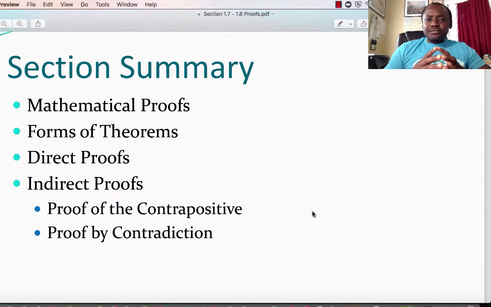Learning objectives for section 1.7: number 1, mathematical proofs, forms of theorems, direct proofs. We will pause there for the first part of section 1.7, and then return for the second part and look at indirect proofs, where we will study contrapositive and contradiction. So let's go ahead and start with mathematical proofs.